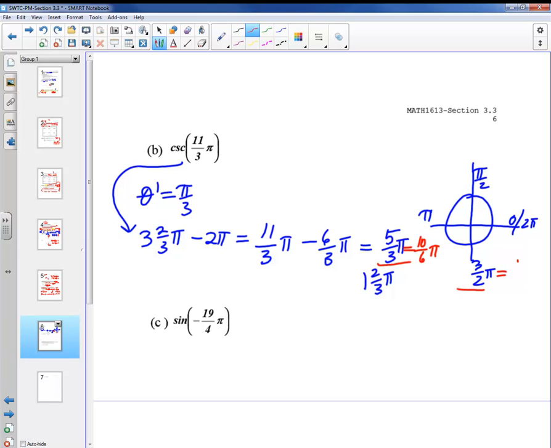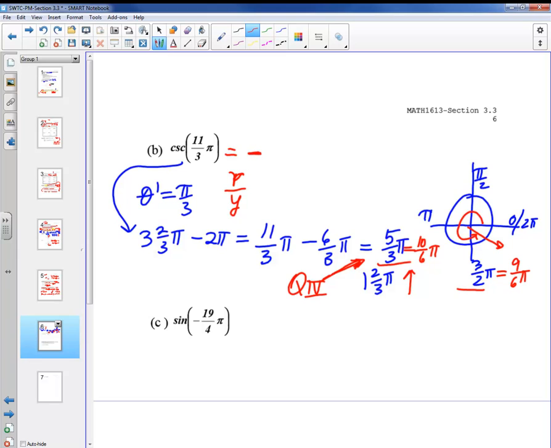This will multiply by 3, and that will be 9/6 pi. So this one is bigger, so it will be an angle in quadrant 4. So we are right here, we are in quadrant 4. So that's telling me that I need to get the sine from this angle from quadrant 4, and cosecant is actually r over y. So the y is a negative, so it's going to be a negative.